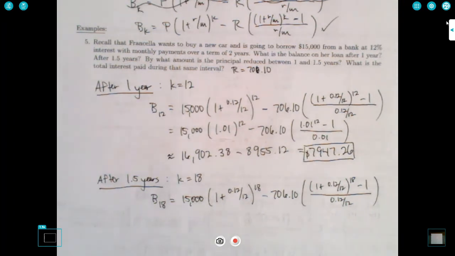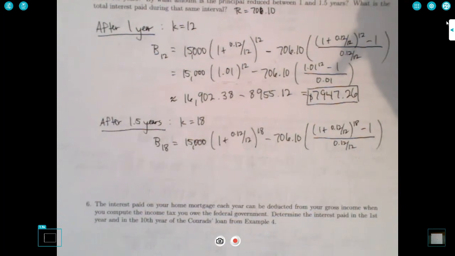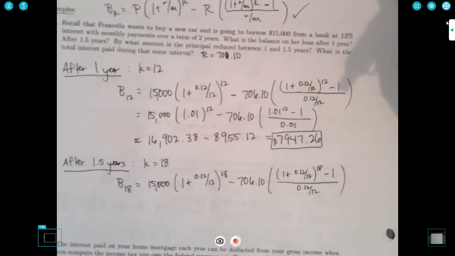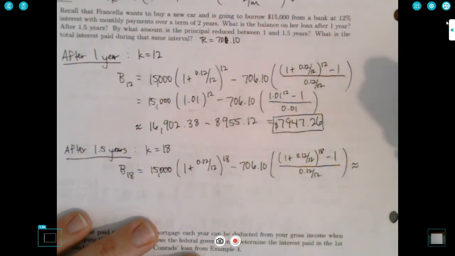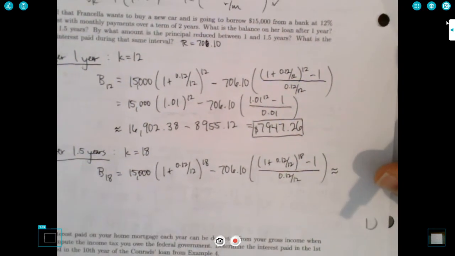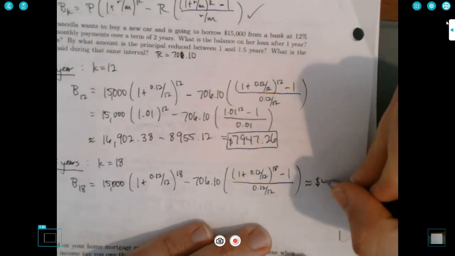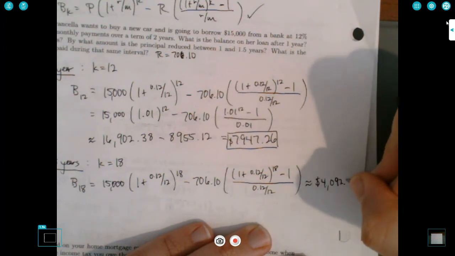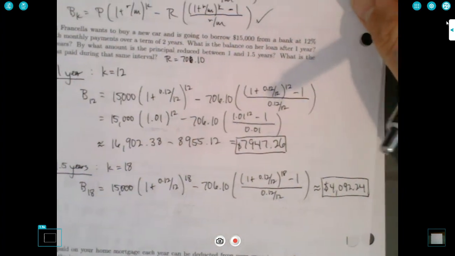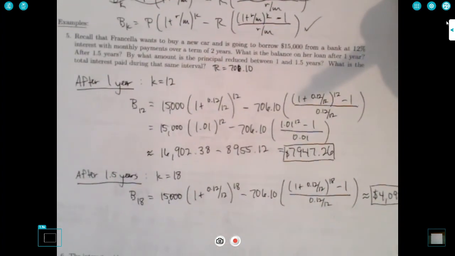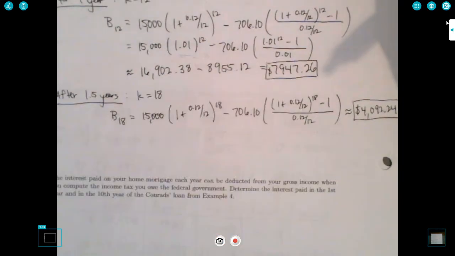Okay. Now, I'm running out of space, so I'm going to just punch this all into my calculator. Actually, I have the answer right here, so I'm just going to give us the answer. You can punch this into your calculator on your own and make sure that you get this answer, but you should come up with $4,092.24. So that's the amount of money that she has left to pay off after 1.5 years. Remember, hers is a 2-year loan, so she's going to completely pay this off after 2 years, and you can kind of see that happening, right?